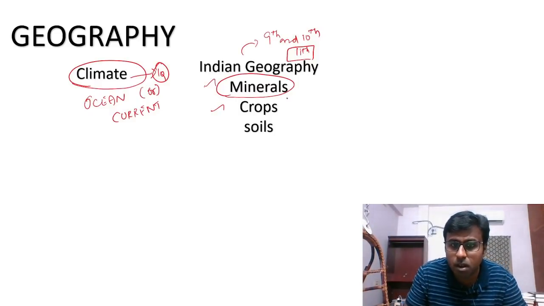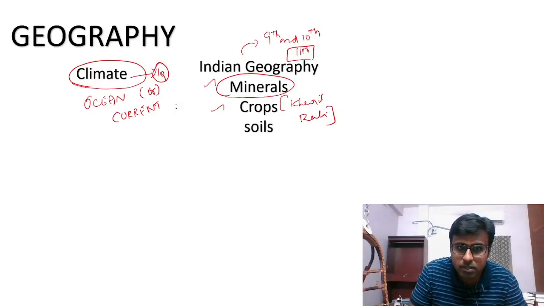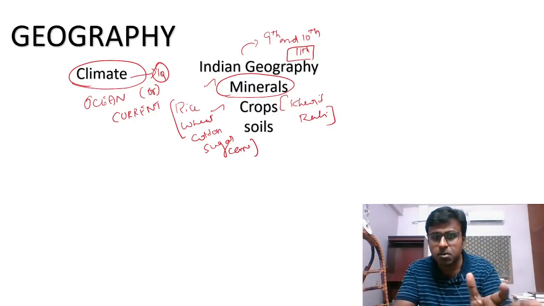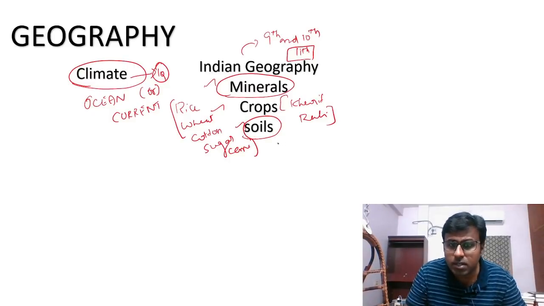Next are crops. What are kharif crops, what are rabi crops, simple. You should know rice, wheat and all, but what temperature they need. Or cotton, sugarcane, it is all interesting. You should know all these crops, and you should know what soil, what rainfall, and what temperature is required. It will be good.